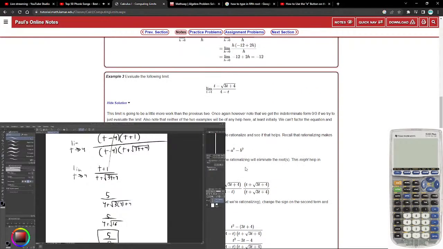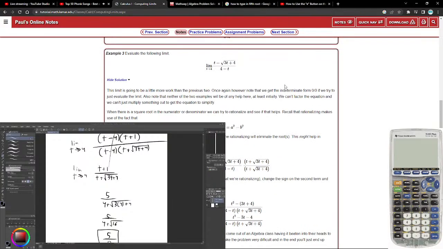Oh, we'll see. This limit is going to be a little more work than the previous two. Once again, however, note that we get the indeterminate form 0 over 0 if we try to just evaluate the limit. Also note that neither of the two examples will be of any help here, at least initially. You can't factor the equation, and we can't just multiply something out to get the equation to simplify. When there's a square root in the numerator or denominator, we can try to rationalize and see if that helps.